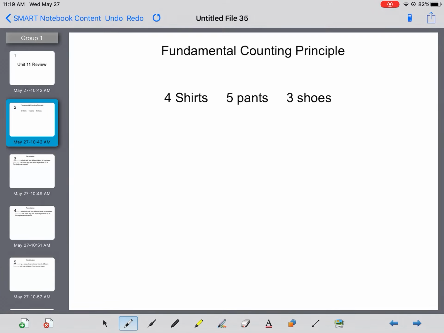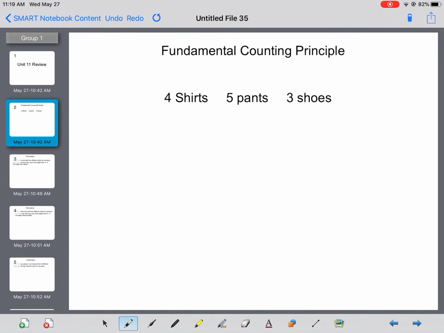We also talk about the fundamental counting principle when we're dealing with things like I'm going to a fancy restaurant and I can pick what I would like to drink, what kind of salad I want, what kind of meat I want, what kind of side I want, and then what kind of dessert I want. How many different combinations of meals can I use? So here's another example that we're going to do.